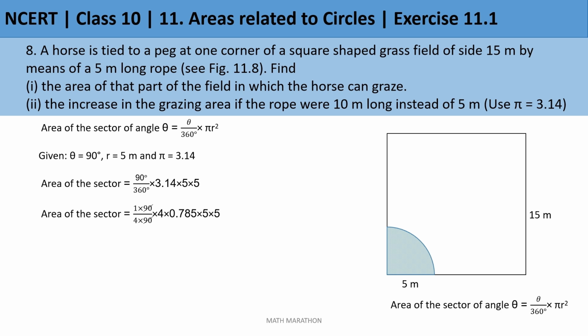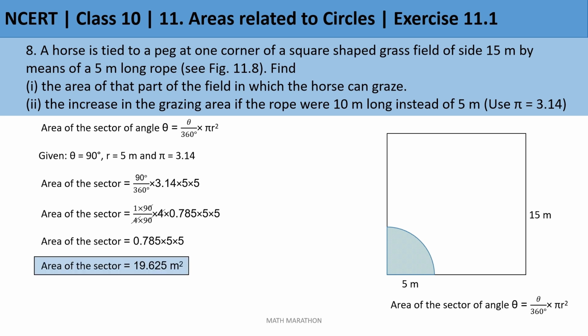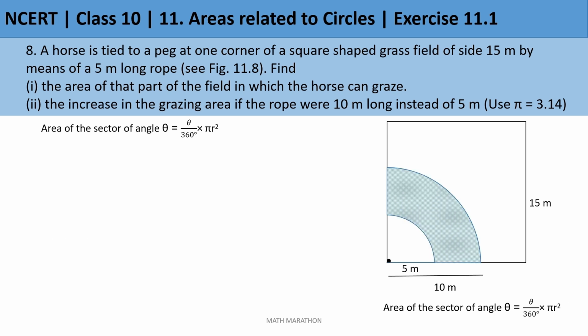In numerator and denominator, we have 90. We can cancel out 90. In numerator and denominator, we have 4. We can cancel out 4. Area of a sector is equal to 0.785 multiplied by 5 multiplied by 5. Area of a sector is equal to 19.625 meter square. Now, let us see section 2.